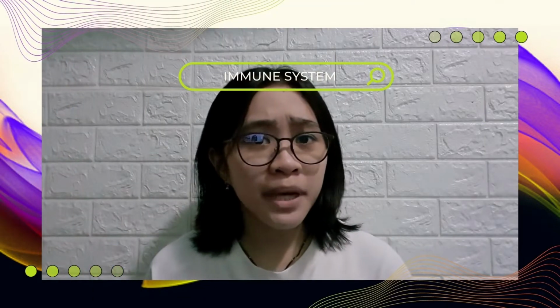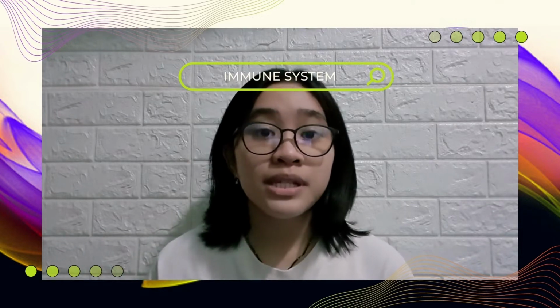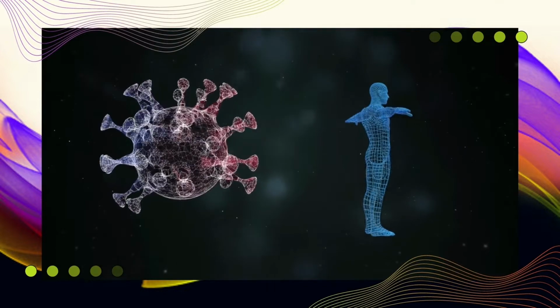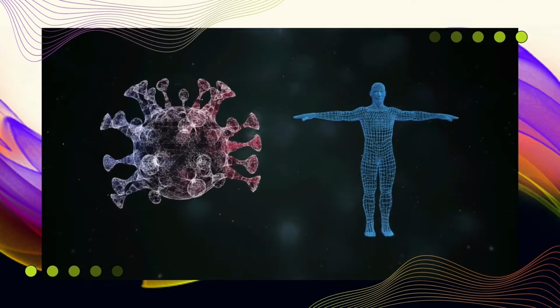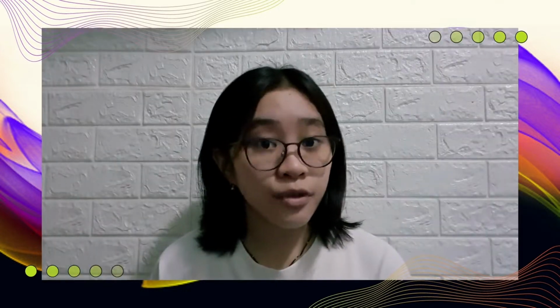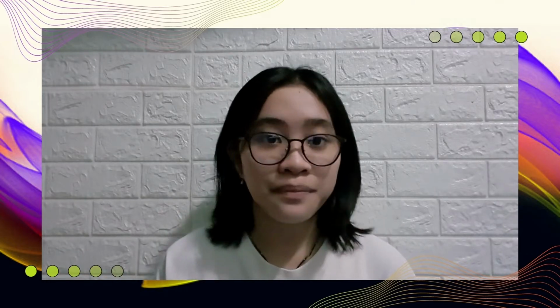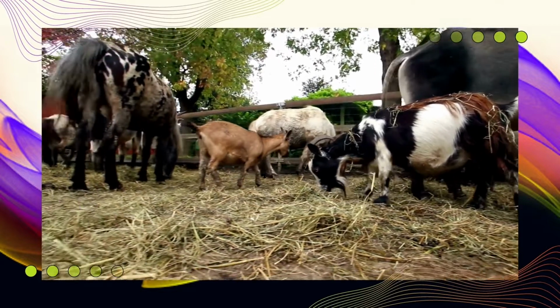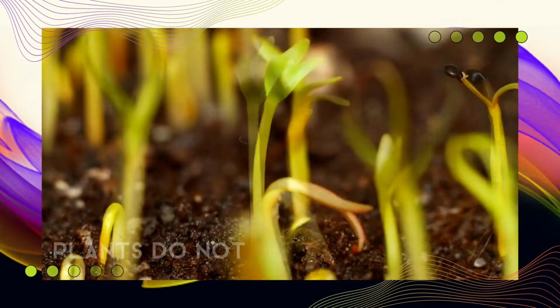So what do we mean by immune system? The immune system has a vital role in protecting the organism from diseases or other potentially damaging foreign bodies, as it identifies threats and finds ways to fight them. Animals have the ability to become immune when they are exposed to infection, but plants cannot do so.